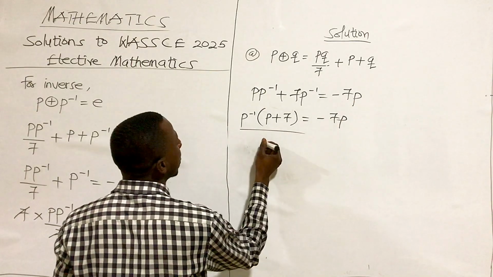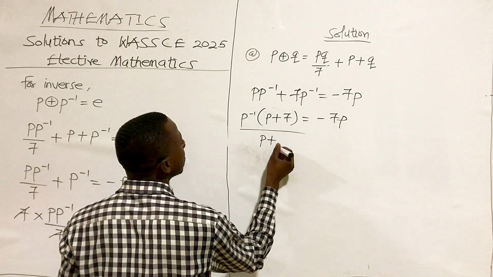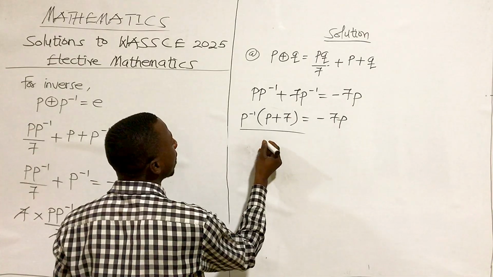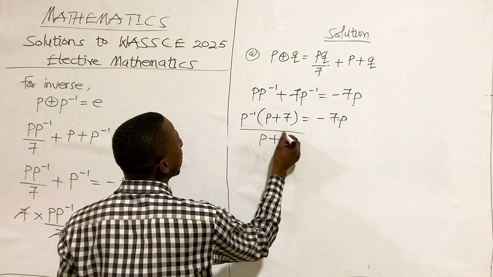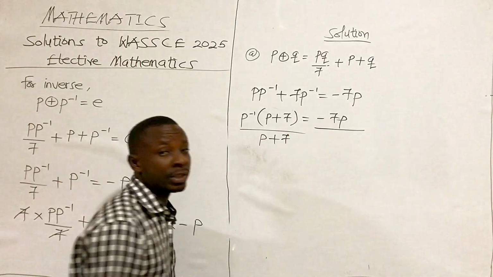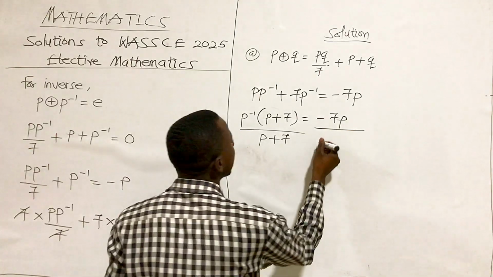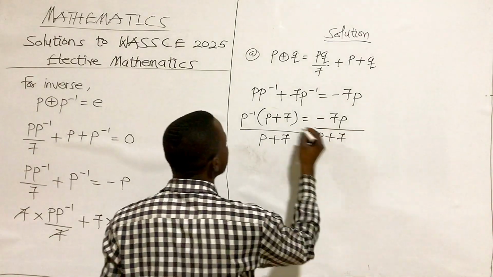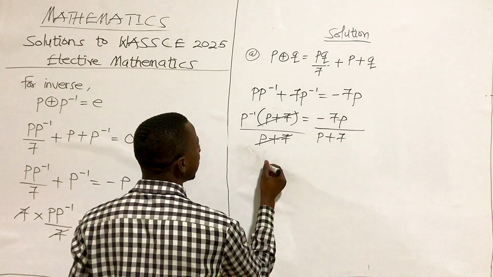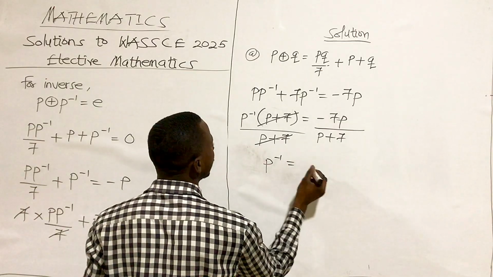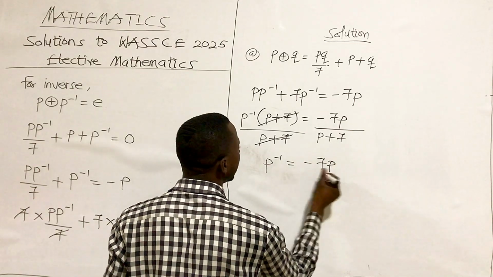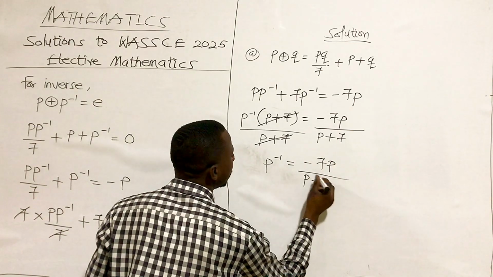Then I'll divide here by P plus 7, and I will also divide this side by P plus 7. This can take off this. So I have P inverse to be equal to minus 7P all over P plus 7.